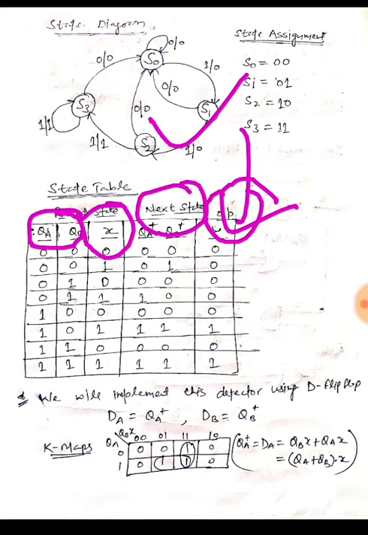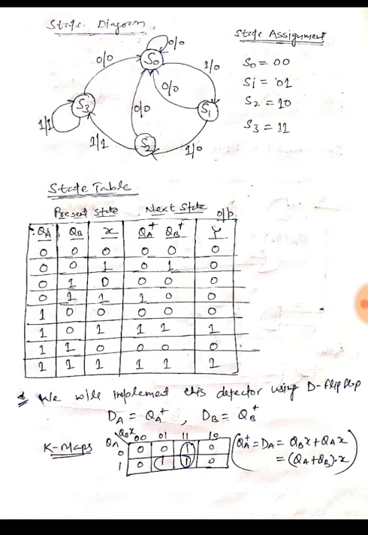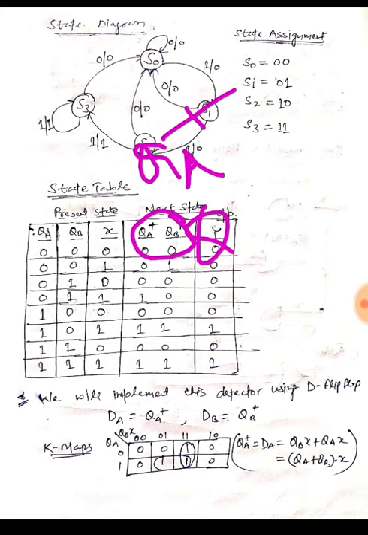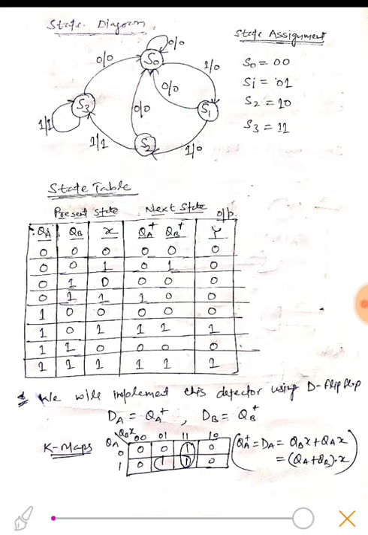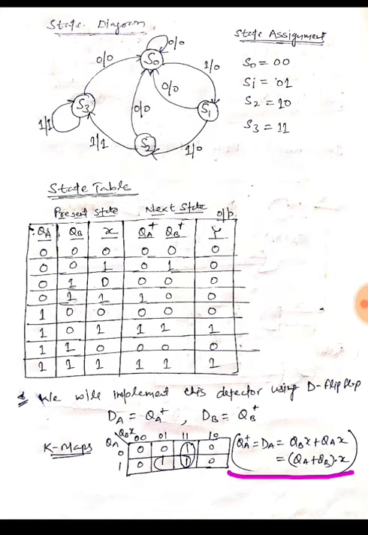Okay, now what we can do is we can get the logical expression for these states, that is QA plus, QB plus and Y. So we have three outputs, QA plus, QB plus and Y. So by using K-maps we can get the logical expressions. Here I have calculated the logical expression.